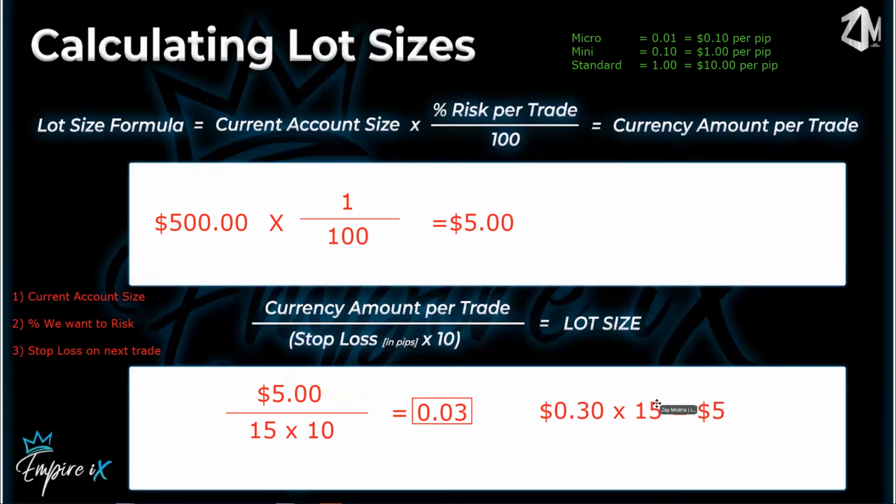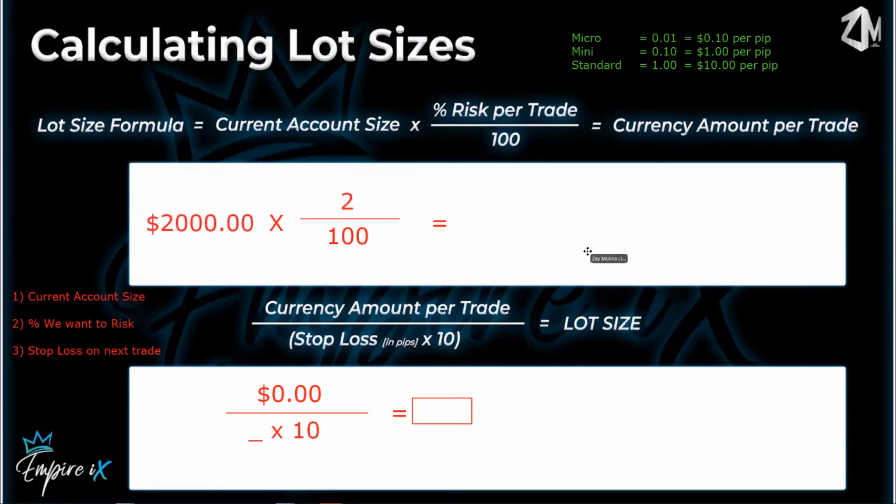Let's go ahead and do another example. So in this next example, let's say we have a little bit bigger account size at 2,000 US dollars, and we want to risk 2% per trade. Okay, so we want to take the exact same thing. We take our current account size, multiply it by 2 over 100, and this is going to give us 40 US dollars per trade. So for our very next trade, we want to risk 40 US dollars.